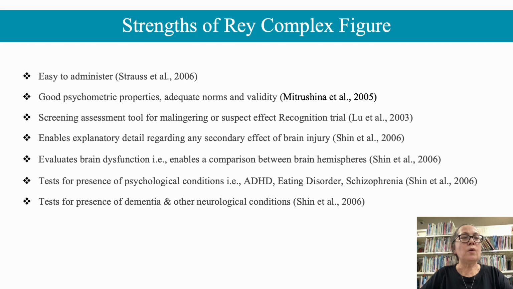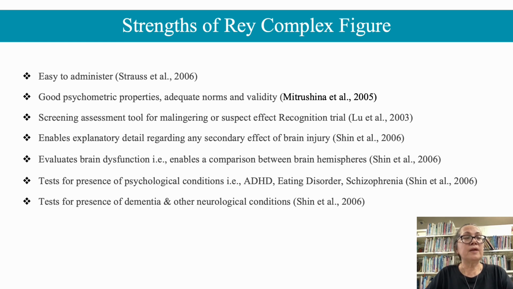The strengths of the Rey Complex Figure are that it's easy to administer. It has good psychometric properties, adequate norms, and validity. It is a screening assessment tool for malingering or suspect effect, non-credible performance, which is done using the recognition trial, so that can get added on or not. It enables explanatory detail regarding any secondary effect of any brain injury.